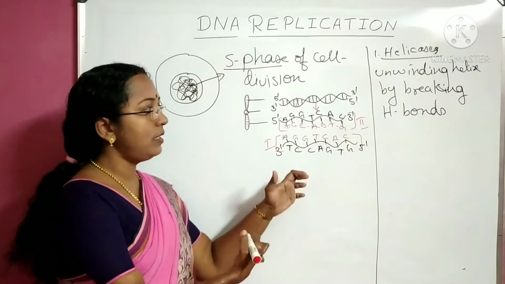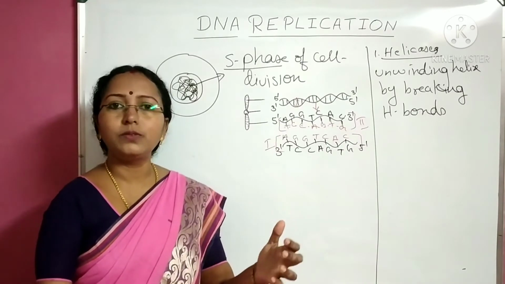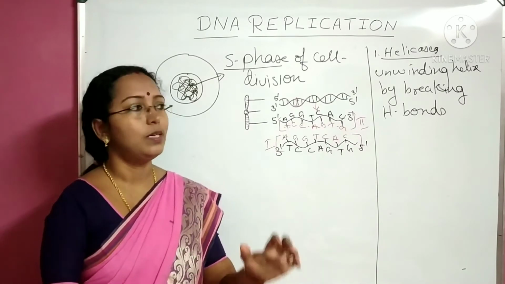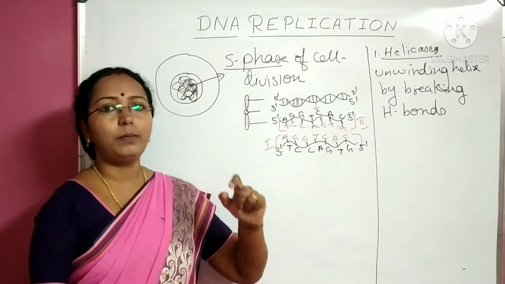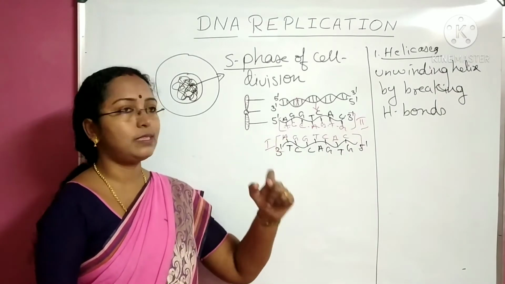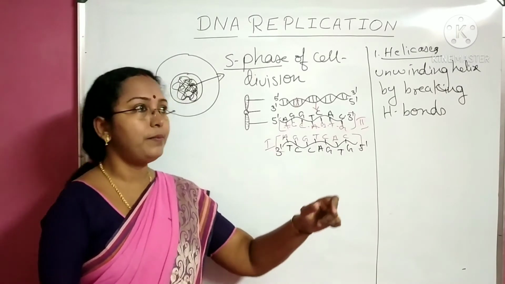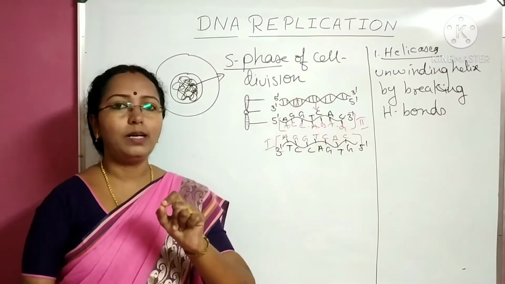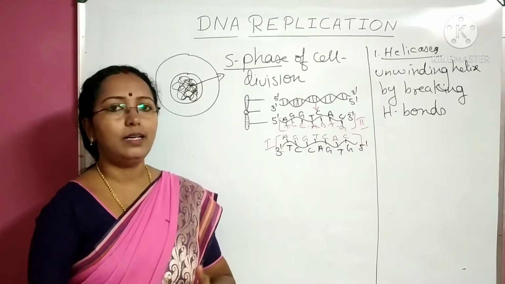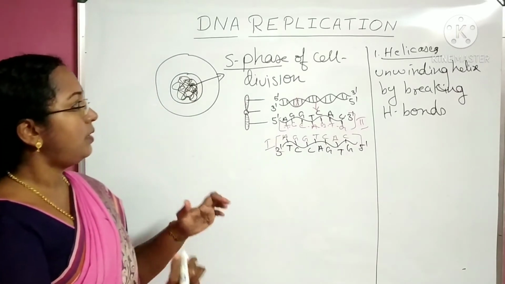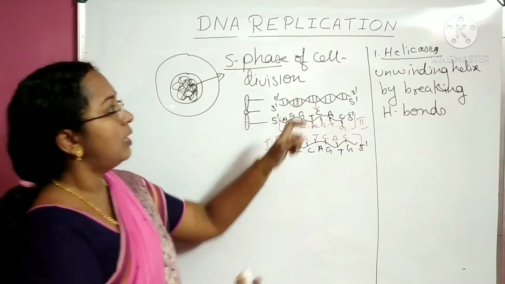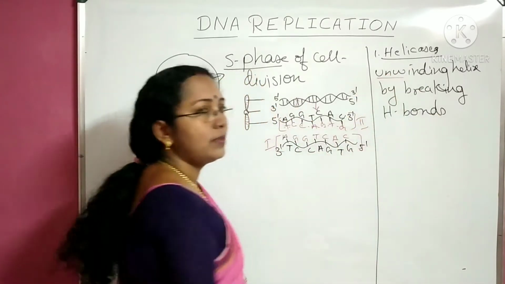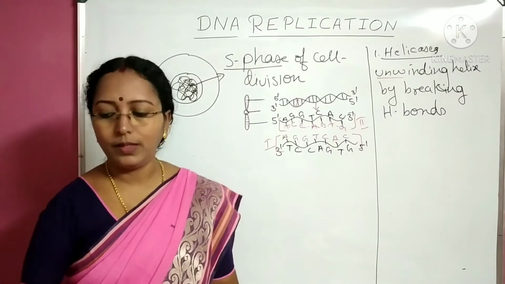So when I say this, you will feel this replication process is so simple, but it's not so. Here I have just told you the overall mechanism. Now let us take it one by one. All these steps are done by different enzymes, but I had introduced only one enzyme to you. Let me introduce other enzymes also. So the overall process is this. The first step is unwinding of the helix.